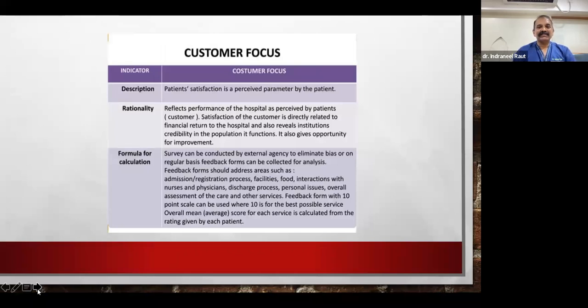The formula for calculation: you have to do surveys. Each hospital has even consoles now to give surveys. In our ICU, there's a PRO who gives every patient, when he goes out of the ICU, a feedback form, and that's how they evaluate. Again, they give a score out of 10 on various aspects: did the doctor talk to you or not, have you been attended by the maushi or the ward boy, and the ratings are done. Food forms an important part of the feedback. So customer focus, or patient and relative satisfaction, is one more quality indicator.